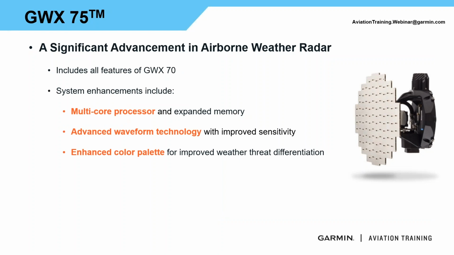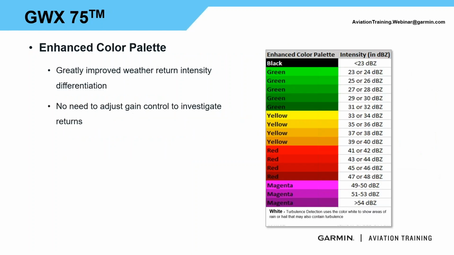So the GWX-75 includes all the same features as the GWX-70, but then it adds a multi-core processor, advanced waveform technology, and then one of the best new features is the enhanced color palette. So we actually now switch from 4 colors to 16 colors to differentiate between less than 23 decibels all the way up to more than 54 decibel returns.